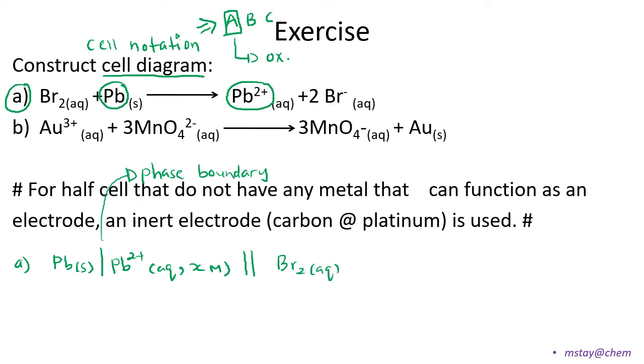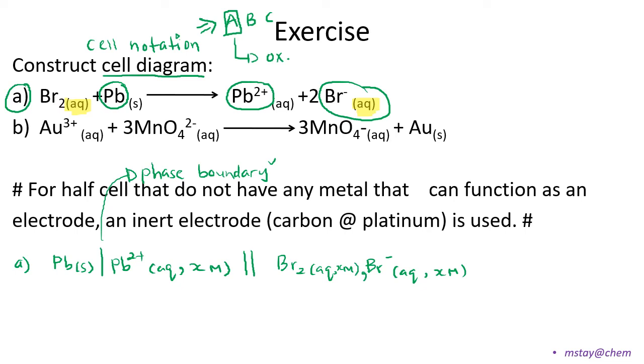aqueous. Then you will notice that Br negative is also in the same phase. So aqueous, aqueous. If this happens because they have the same phase, we are not going to use the straight line, because the straight line represents a phase boundary. So here we will use a comma, Br negative aqueous, and also X molar. Okay, the one here is also a similar case. Miss out this X molar, and then we have to put a comma because they are in the same phase.